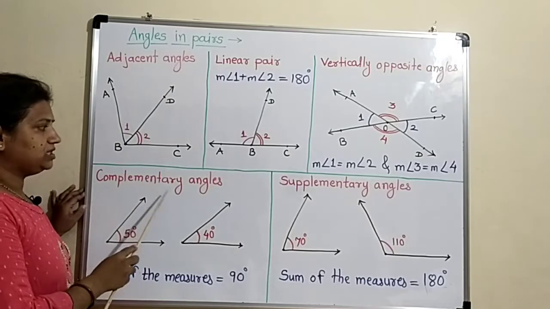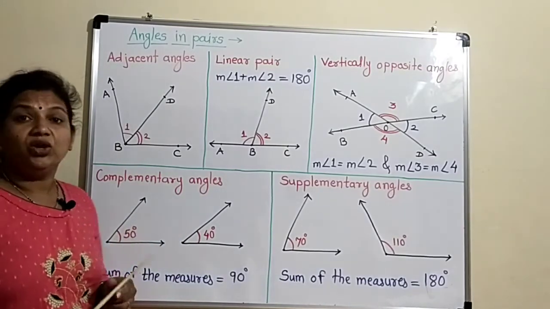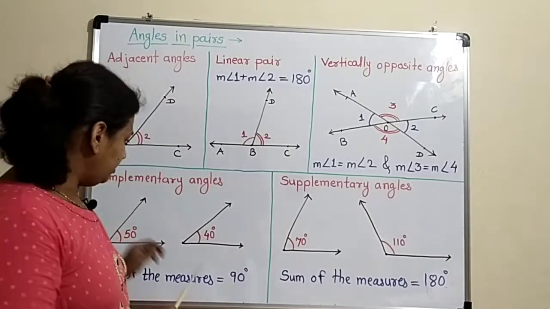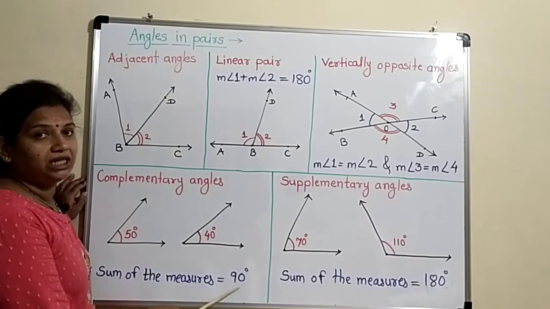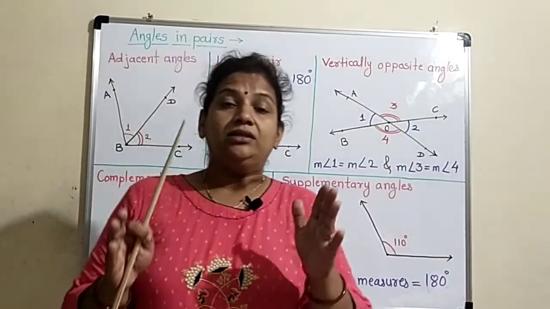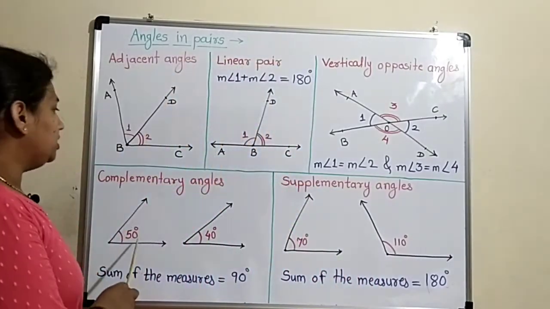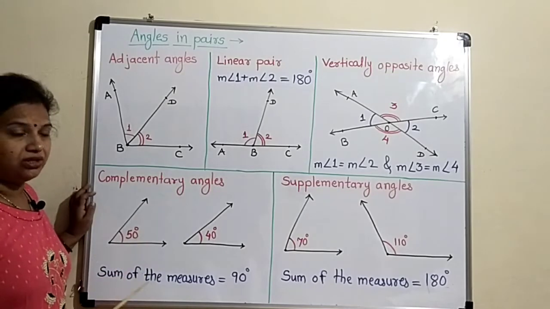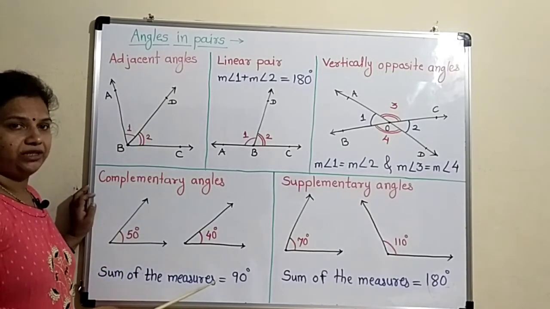The next pair is complementary angles. Here the two angles need not be adjacent, but the sum of the measures must be 90 degrees. If any two angles have the sum of their measures equal to 90 degrees, then they are said to be complementary to each other, or one angle is said to be the complement of the other.